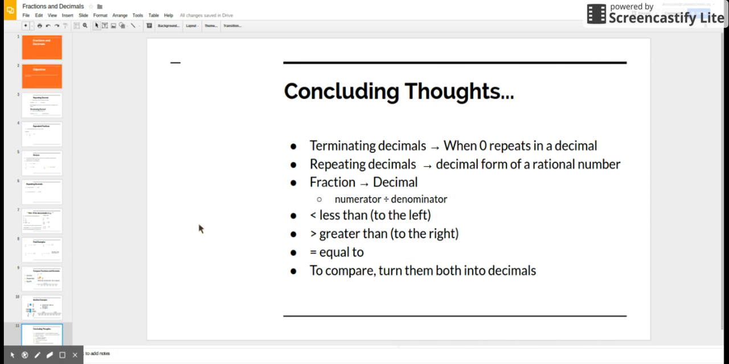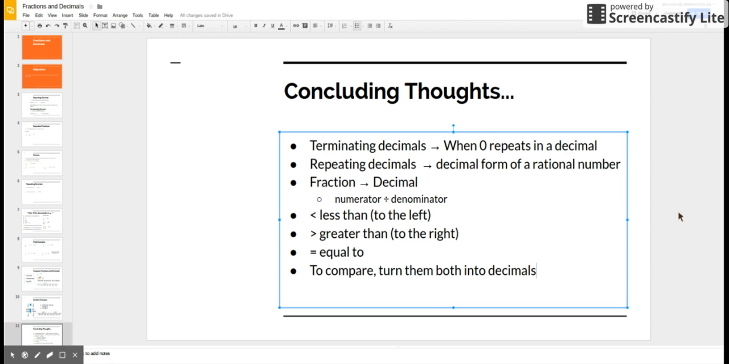Alright, and here are some concluding thoughts. Terminating decimals are when 0 repeats in a decimal. Repeating decimals are the decimal form of a rational number. In order to go from a fraction to a decimal, just do the numerator divided by the denominator. This symbol means less than, or more to the left in a number line. This symbol means greater than, or more to the right in a number line. This symbol means equal to. And then to compare two numbers, turn them both into decimals. Alright, I hope you learned how to compare fractions.